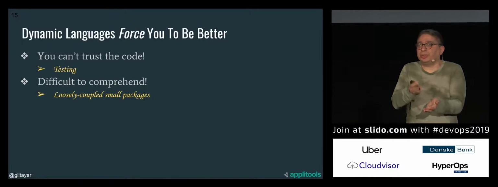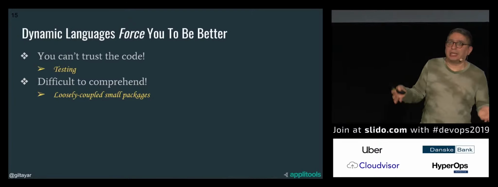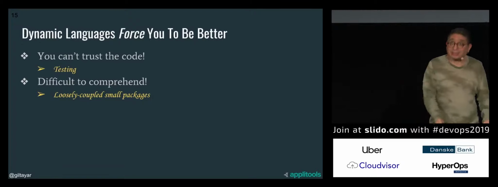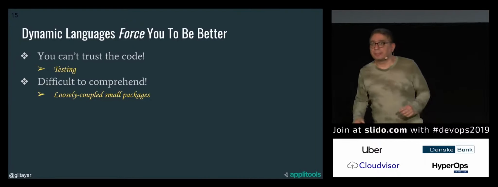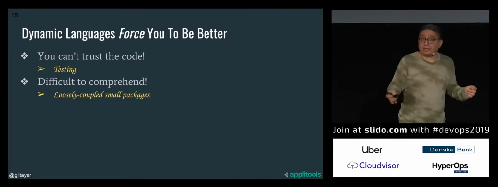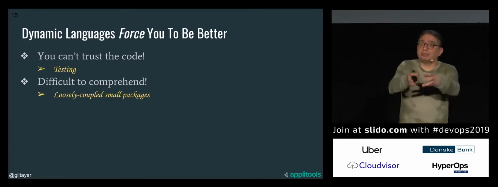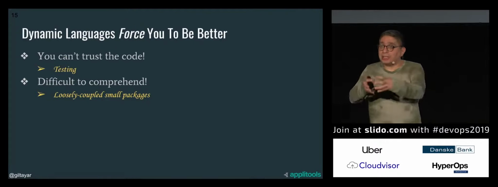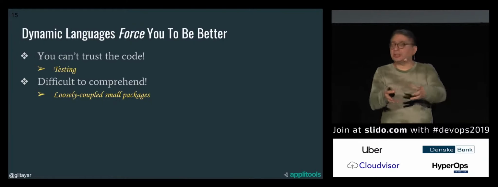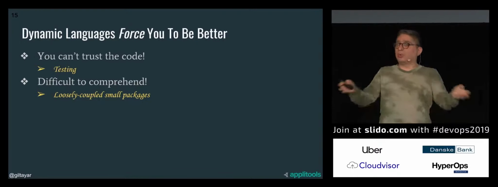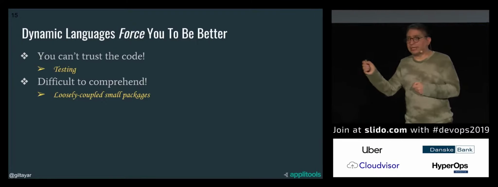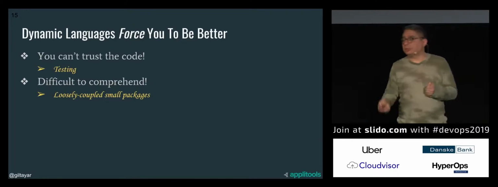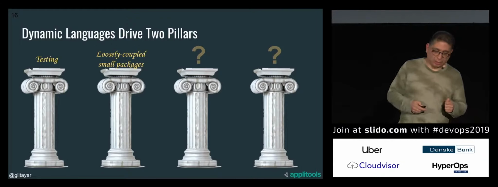So what's the answer to you can't trust the code? And the answer dynamic languages give is very simple. Test it. Test it as much as you can because there's no safety net. There's no bumpers. Difficult to comprehend, so write small packages. Loosely coupled small packages. Each package is very, very simple to comprehend. We're good, even if it's dynamically typed. So they force you to write tests and to build loosely coupled small packages.